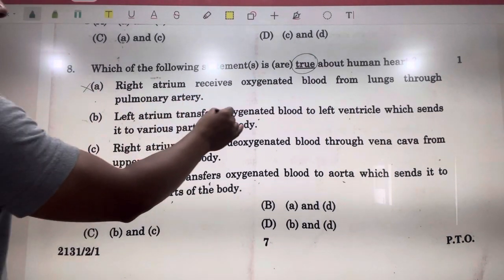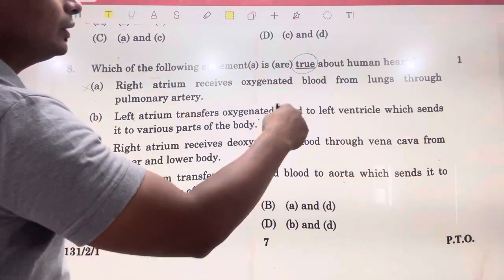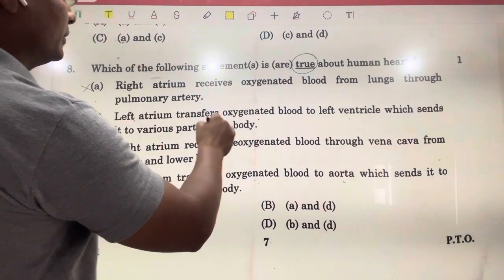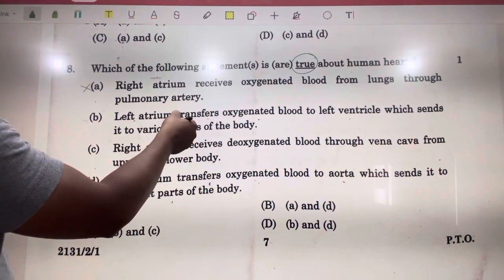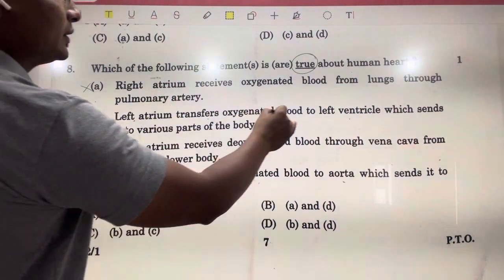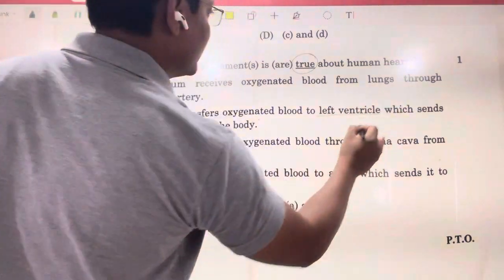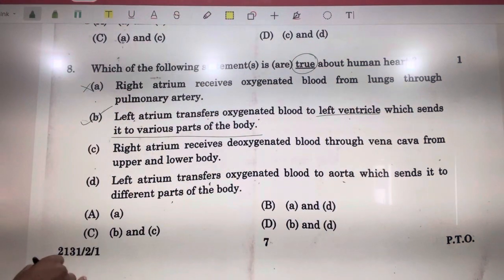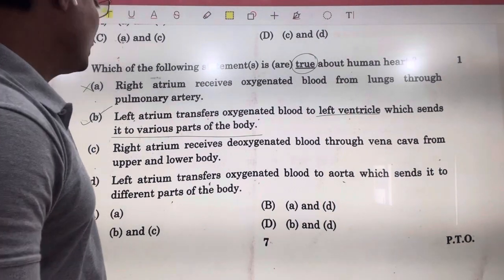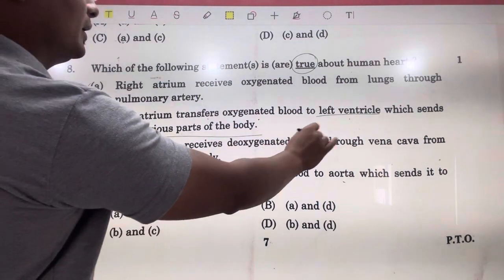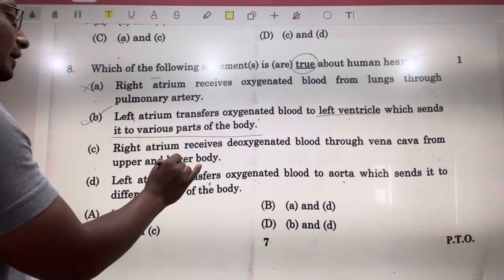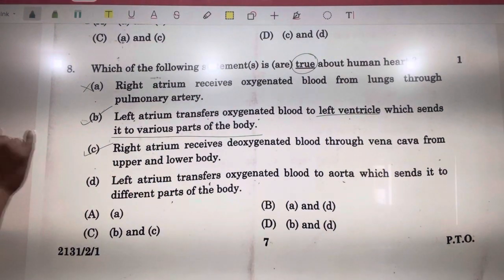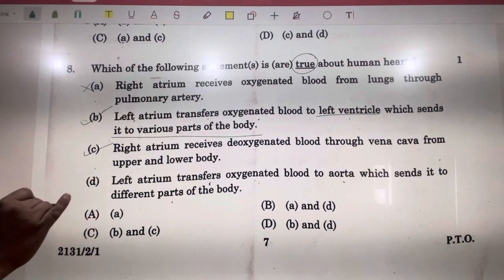Then left atrium transfers oxygenated blood to left ventricle. Actually left atrium receives the oxygenated blood, so therefore it transfers it to the left ventricle, which sends it to the various parts of the body. So this is correct. Then right atrium receives deoxygenated blood through vena cava from upper and lower body. So this is also correct.